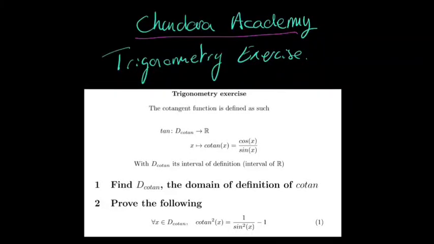In today's video, we are going to discover the cotangent function, which is the inverse of the tangent function. Okay, so the cotangent function, here is cotan, is defined on D cotan, an interval inside of R, or a union of intervals that we will need to identify in the first question. Its expression is equal to cosinus of x over sinus of x. And in the second question, we are going to prove some relation.